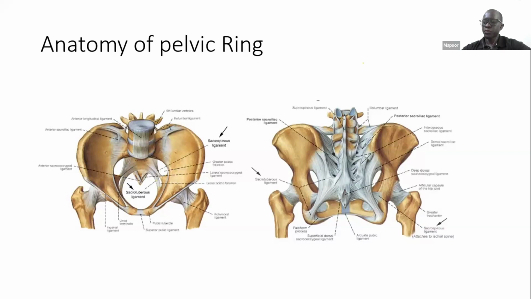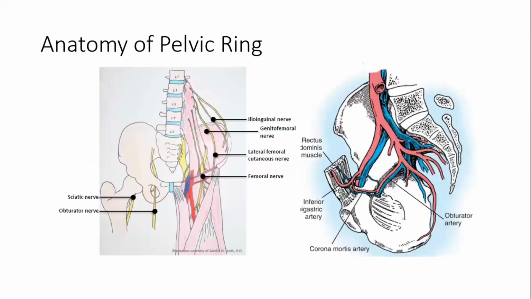And we also have sacrotuberous ligaments. These ligaments are oriented longitudinally, and this resists the vertical translation of the pelvis. So inside the pelvic ring, we have the neurovascular structures that are all arranged within the pelvis.